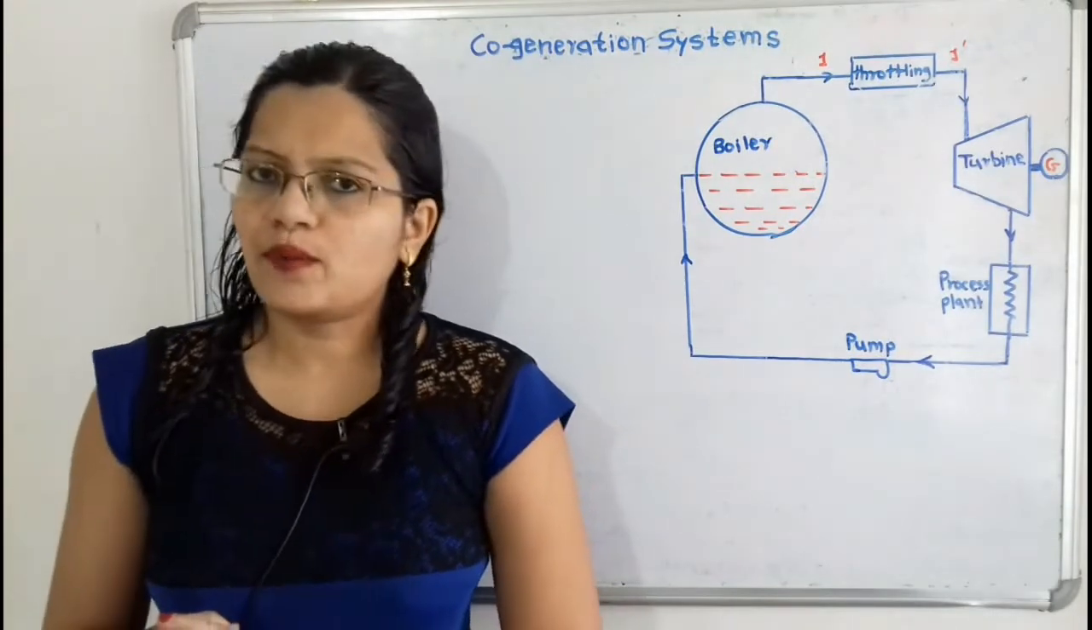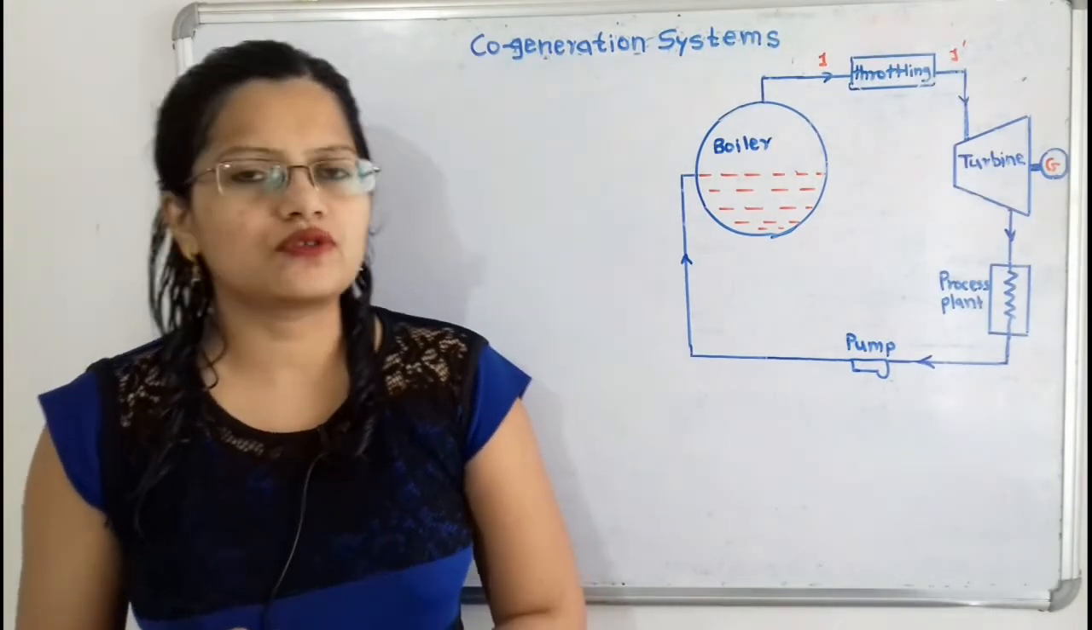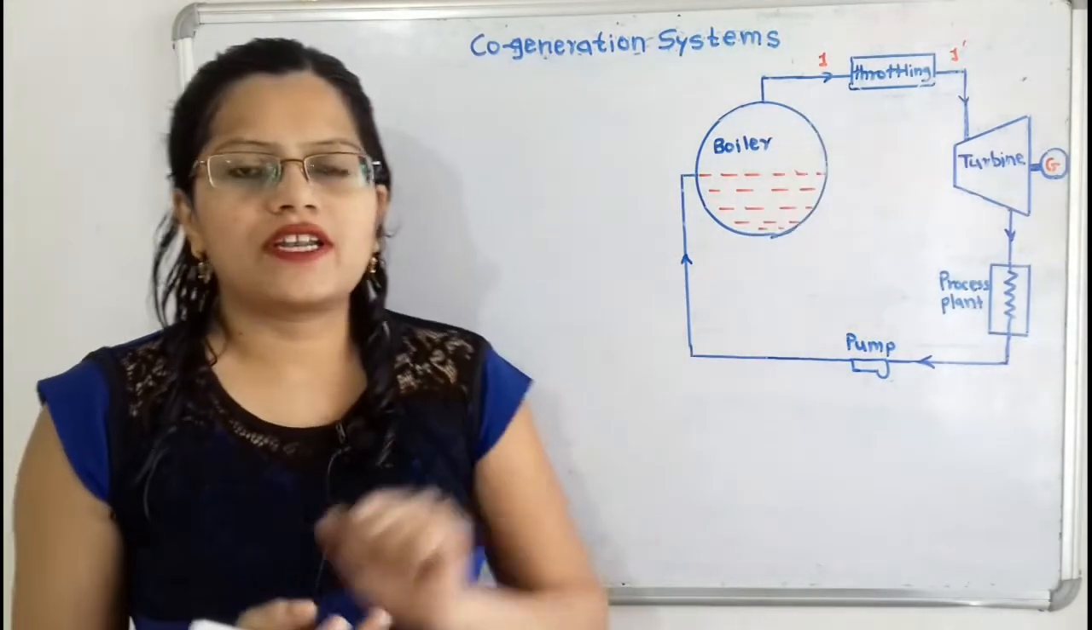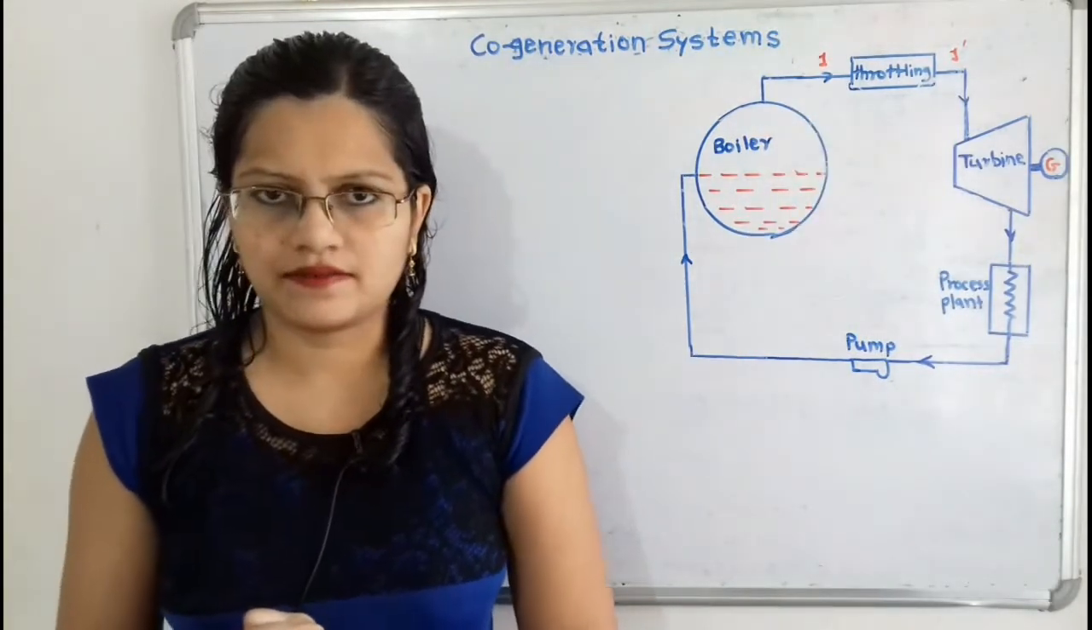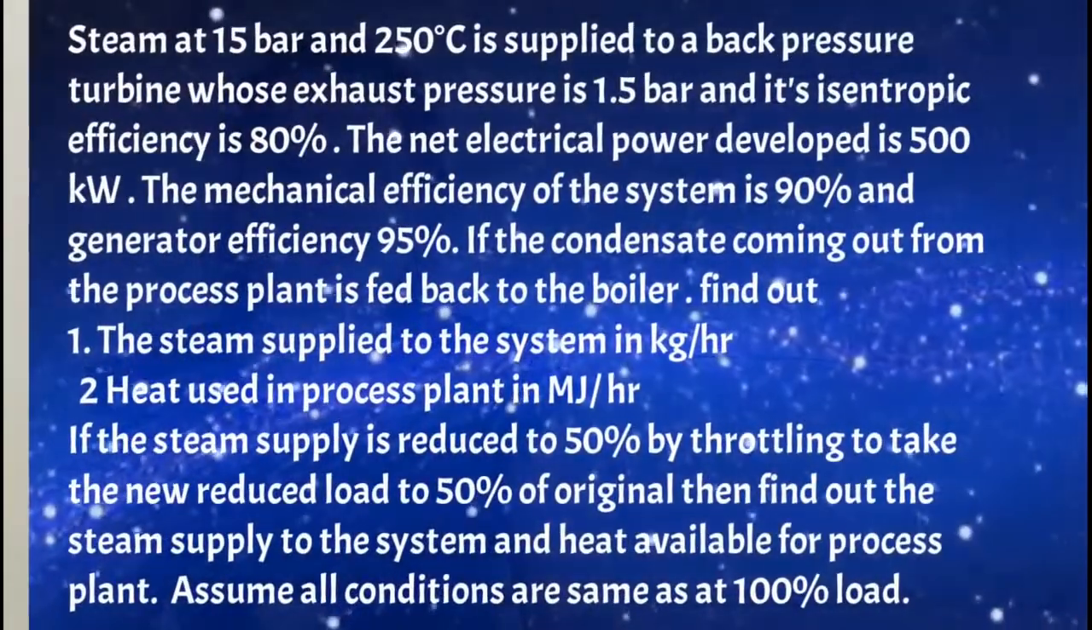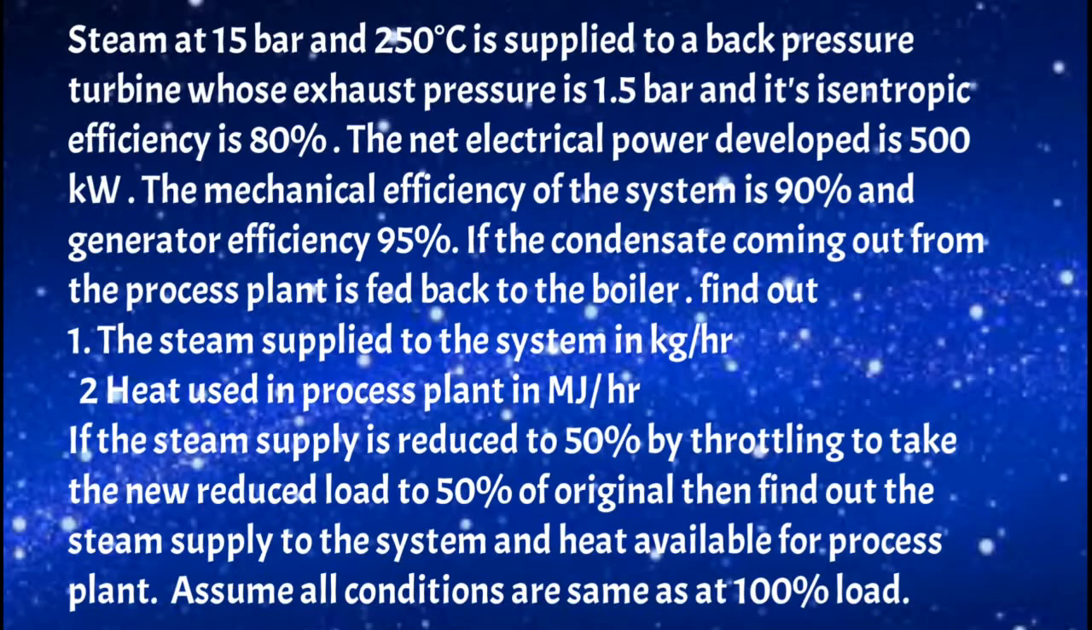Now we will solve one problem to understand how to use the chart when the throttling process is taking place. I will read the given question. Steam at 15 bar and 250 degrees Celsius is supplied to a back pressure turbine whose exhaust pressure is 1.5 bar and its isentropic efficiency is 80%. The net electrical power developed is 500 kilowatt. The mechanical efficiency of the system is 90% and generator efficiency is 95%.